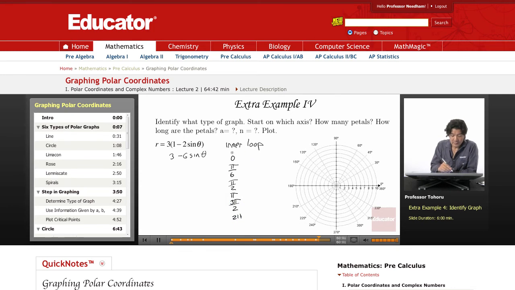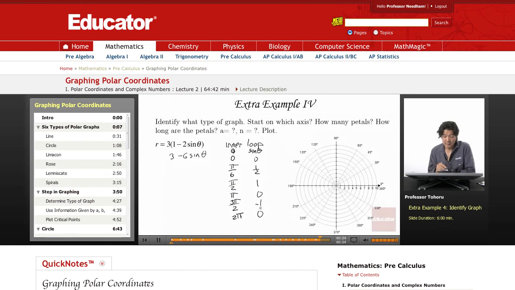Sine of 0, right? This is theta. This is sine theta, right? What is 0? Right? Sine pi over 6 is what? Sine pi over 6 is 1/2, right? Sine pi over 2 is 1. Sine pi is 0. Sine 3 pi over 2, negative 1. And then we're back to 0.